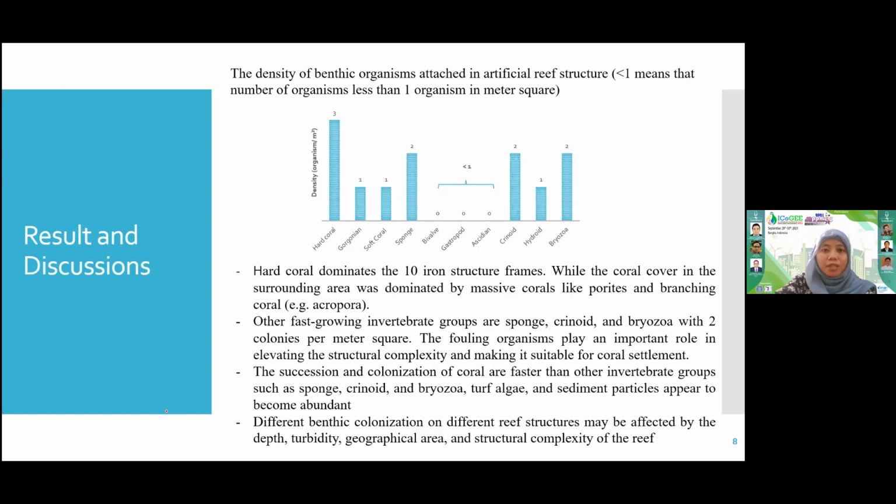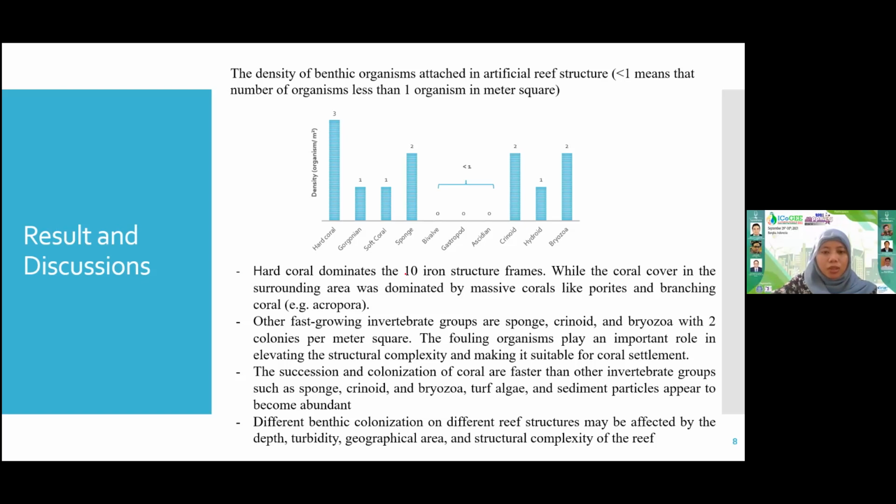The density of benthic organisms attached to the artificial reef structure was... so this is the graphic of the density of benthic organisms. We didn't measure the coverage area of the benthic organisms, we only did the calculation of the numbers, how many benthic organisms, but we didn't measure the coverage area.